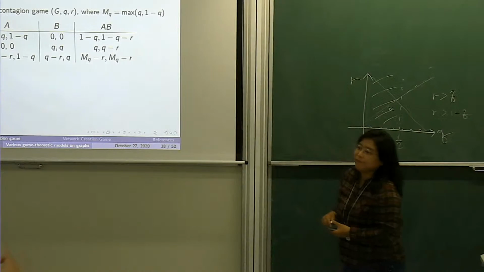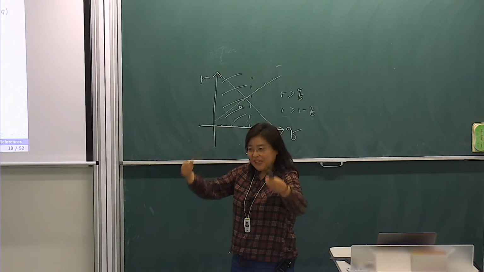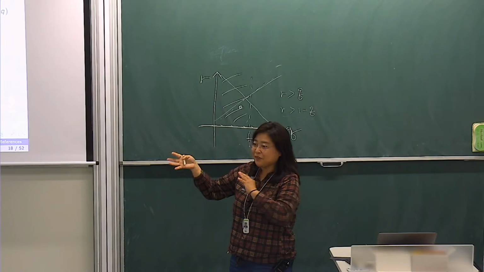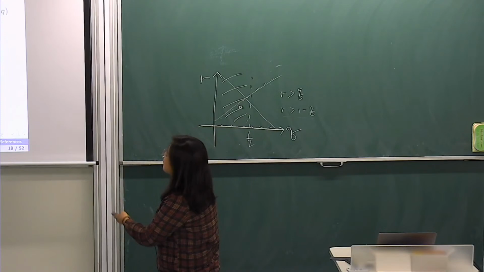So independently of Q, if we just choose R large enough, there will be negative values here. Yeah, but since you're playing with your neighbors, you will accumulate the values, so the total sum doesn't have to be negative. With one neighbor the value can be negative, but the total sum may be positive. Okay.